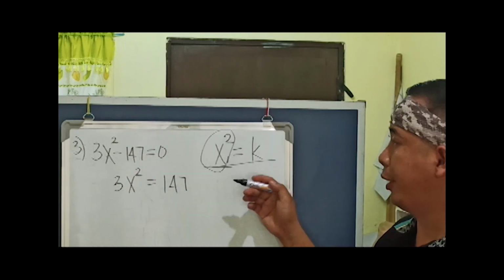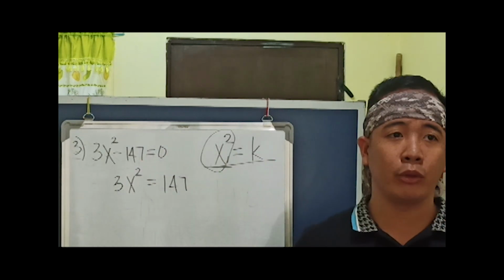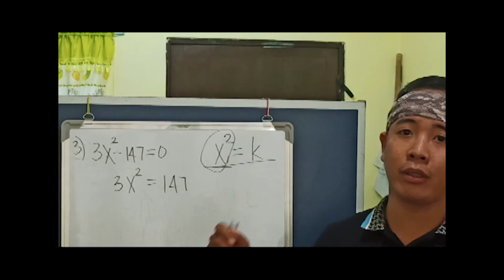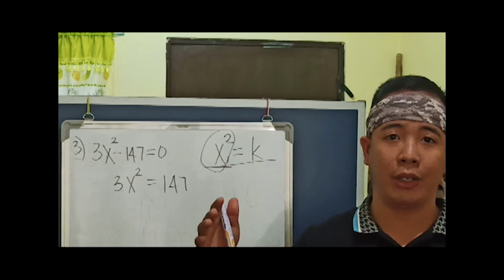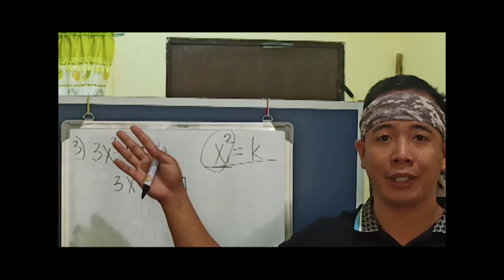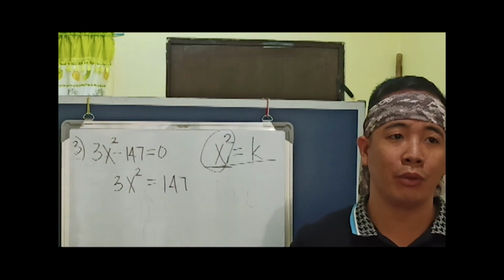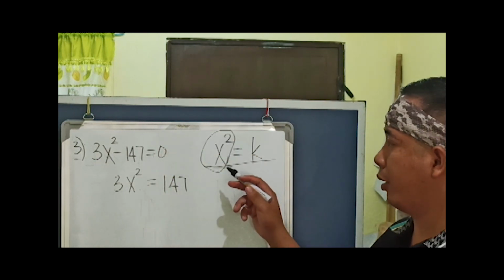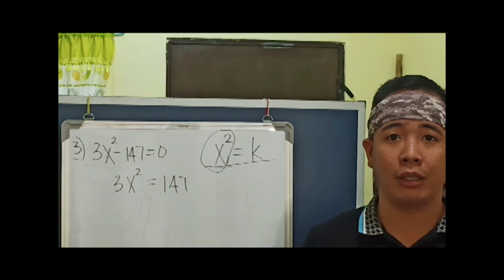So, how did it happen? Recall that when you are going to transpose, you have two rules to follow. Always do the same thing on both sides of the equation, like what we did earlier. We divide both sides by 2. The second rule is when you cross the equal sign, you do the opposite operation.